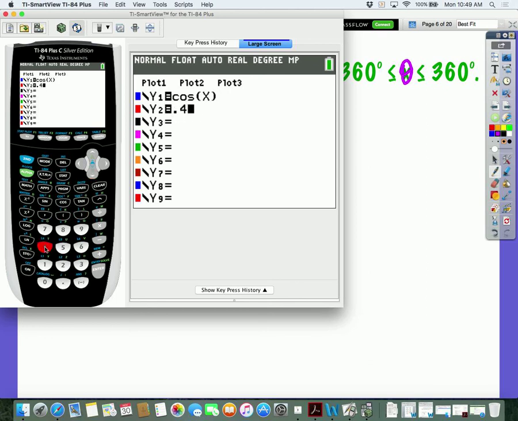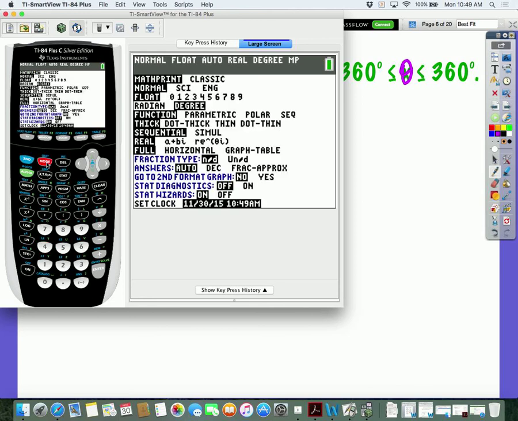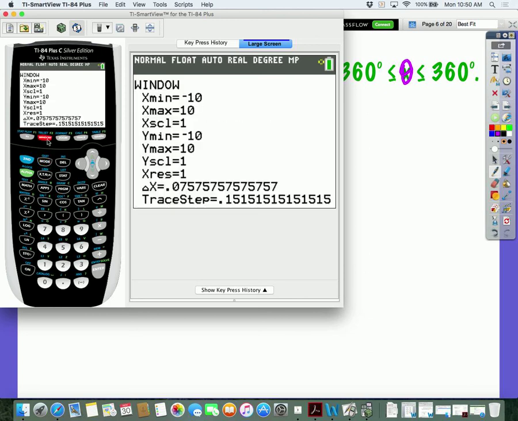We have to make sure that we're on the right mode. Which mode am I in? Degree. So I'm going to go to mode and make sure degree is highlighted, which in my case it is. And on top of that, I don't want to just go ahead and graph it the way it is. I want to fix my window, because I'm looking just between negative 360 degrees and positive 360 degrees. So I'm going to change my x-min to negative 360 and my x-max to positive 360, so that I can get the entire cosine curve in my picture. And I can also see where 0.4 intersects.